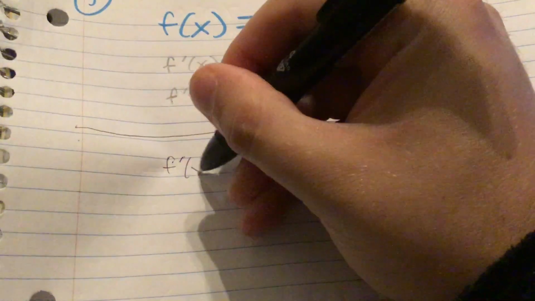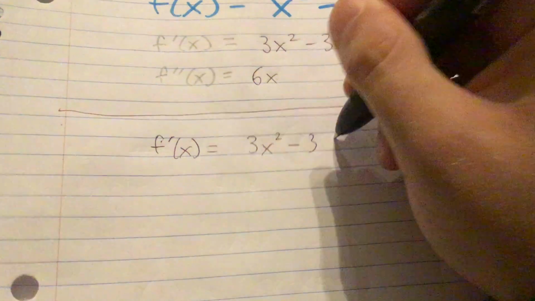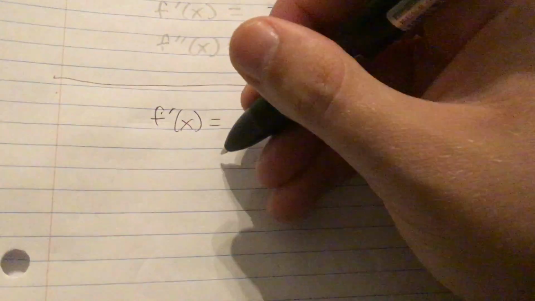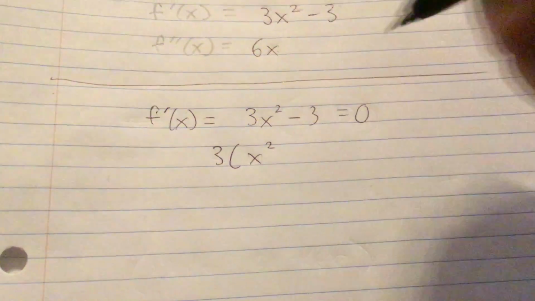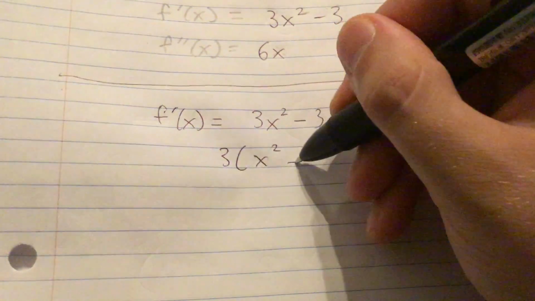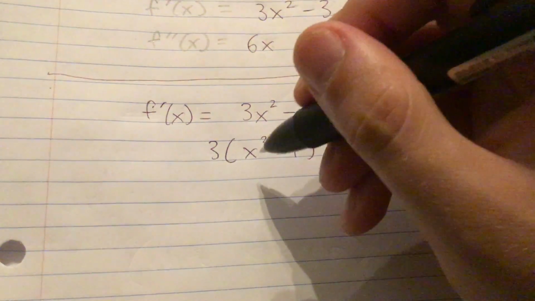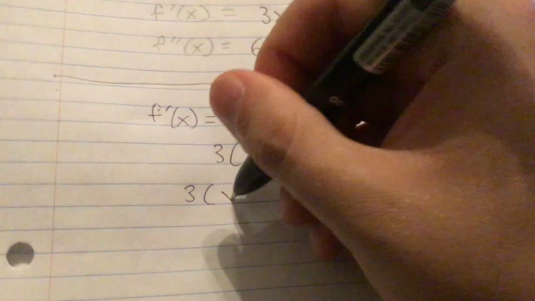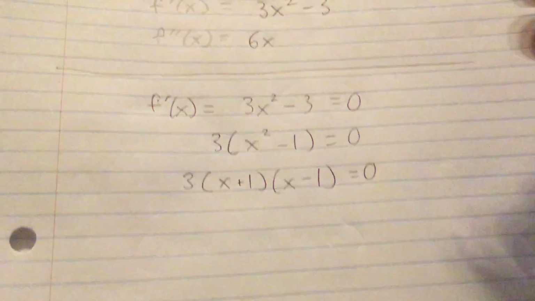Okay, now then, let's set f prime of x equal to 0. So how do I solve for x here? Well, I can factor. Always factor if you can. 3 times x squared is 3x squared, and 3 times negative 1 is negative 3. Reverse distributive property. And I'm not done factoring because this is the difference of two squares. So specifically, I can factor the difference of two squares into conjugates. x plus 1 times x minus 1 is equal to 0.